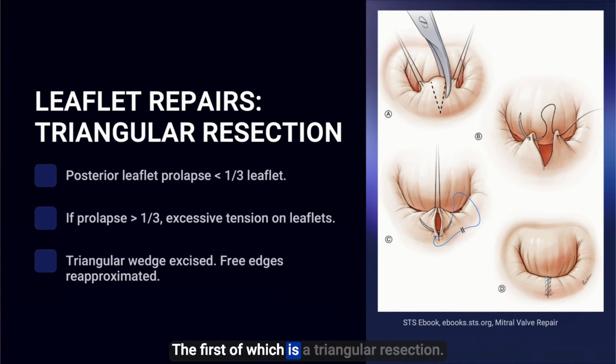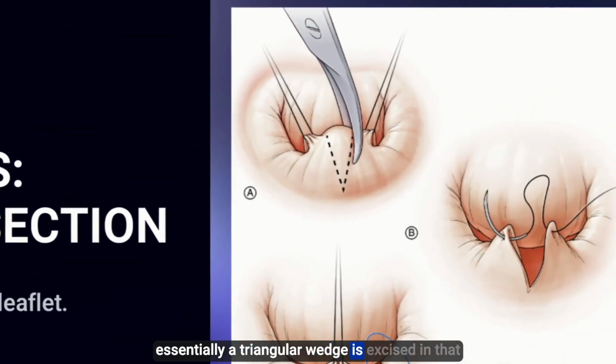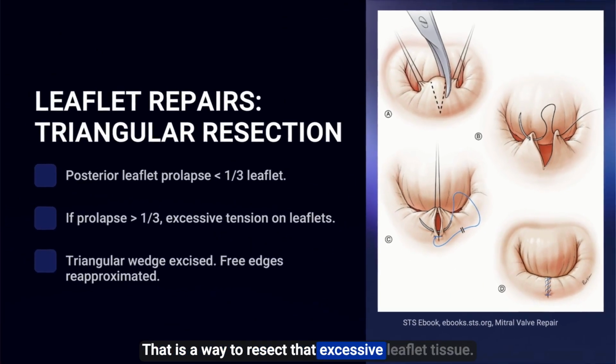The first of which is a triangular resection. This is indicated when you have posterior leaflet prolapse less than 1/3 of the leaflet tissue. If you have prolapse greater than 1/3 of the leaflet, well, this repair can put excessive tension on those leaflets as they're reapproximated. But essentially, a triangular wedge is excised in that prolapse segment, and then the free edges will be reapproximated and sutured back together. That is a way to resect that excessive leaflet tissue.